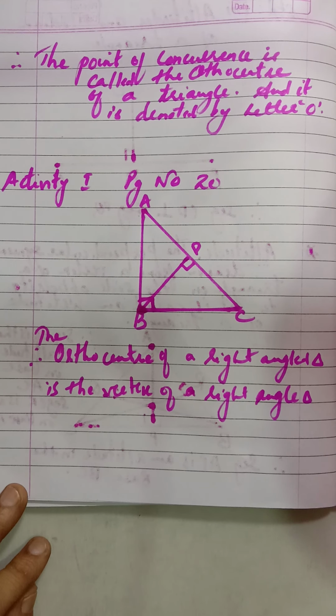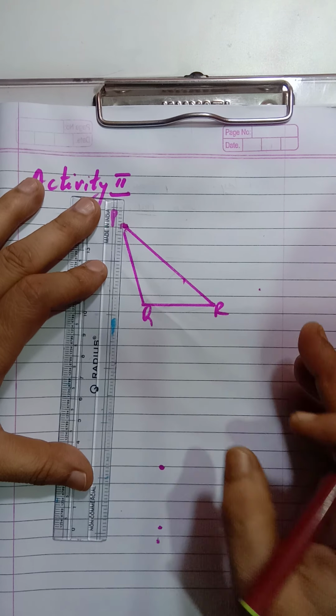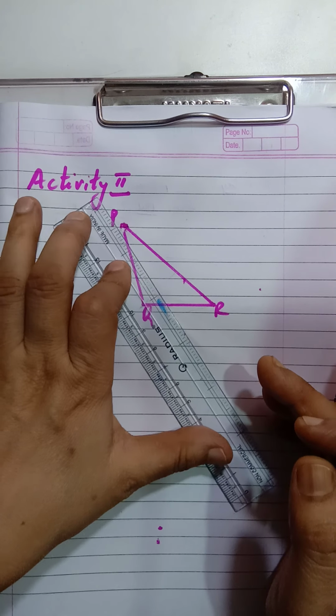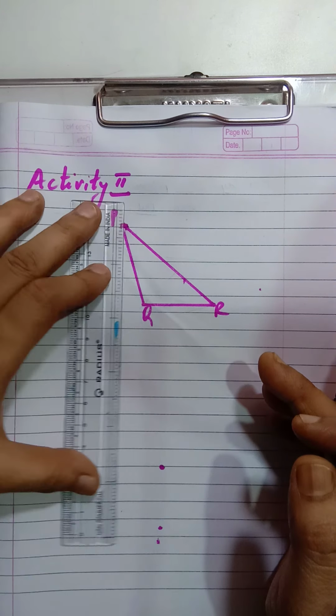Okay, so now see children, you can see I have roughly drawn one obtuse angle triangle. Now we have to draw the altitude. Altitude is nothing but perpendicular. So perpendicular will not be like this way. We have to draw a perpendicular, means it should be straight. So suppose I am drawing a perpendicular from this vertex P.